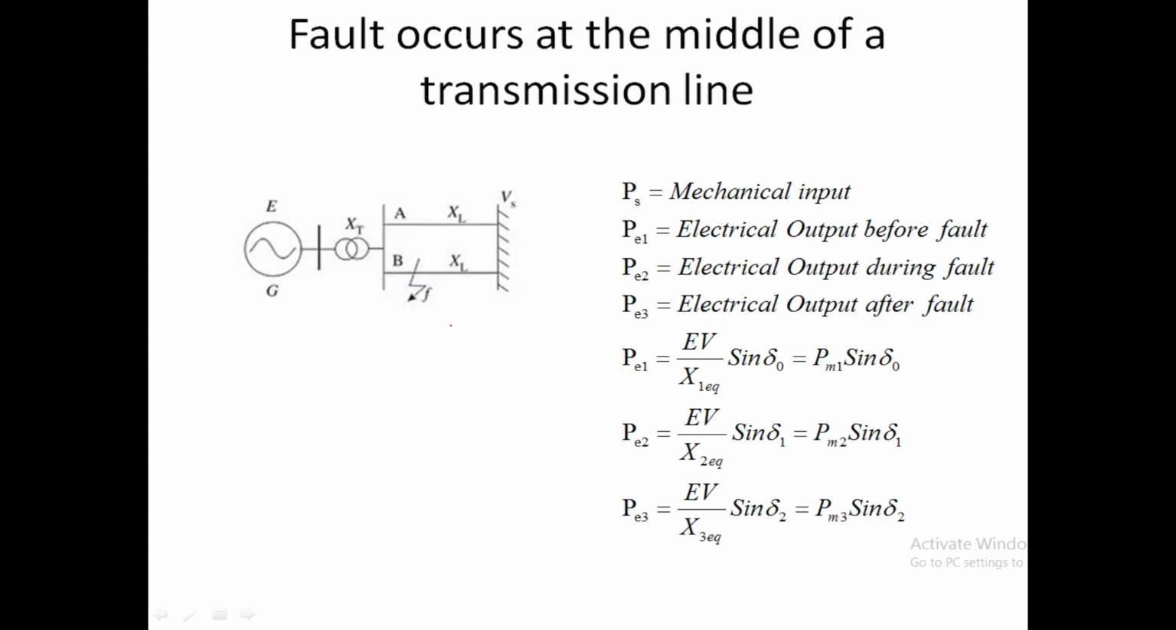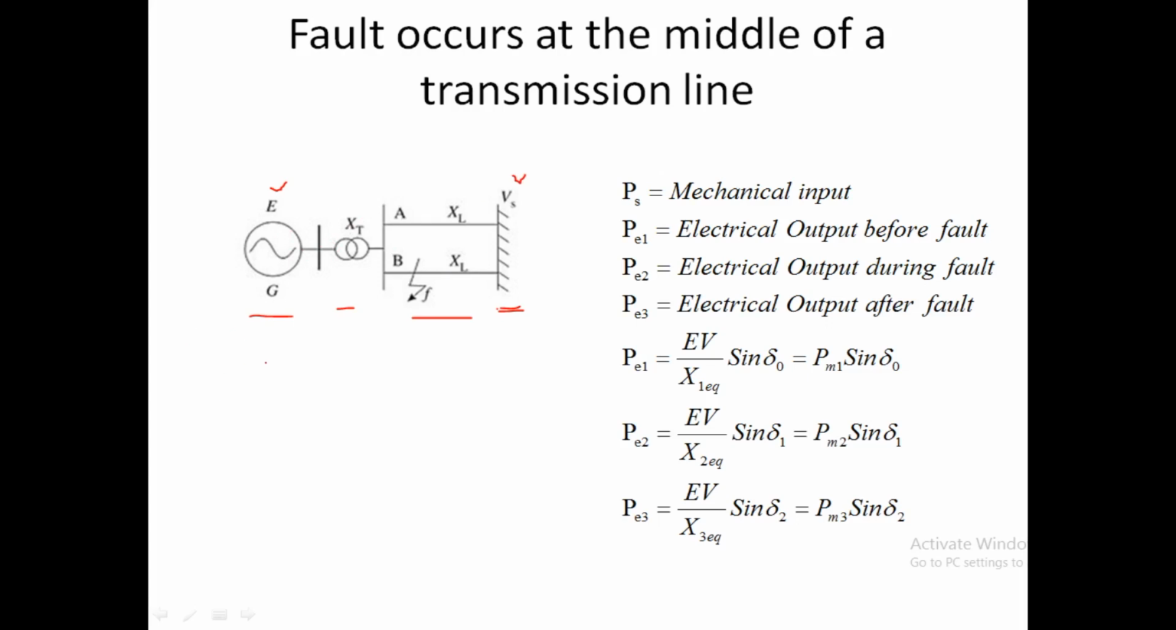In this slide you can see a simple power system network, where a generator, a transformer, and transmission lines are connected to an infinite bus bar. The generator EMF is E, and the infinite bus bar voltage is Vs. In between, the reactances are represented as XT, XL, etc.